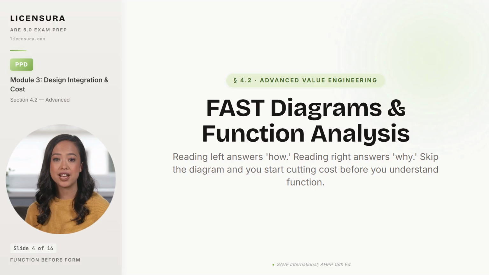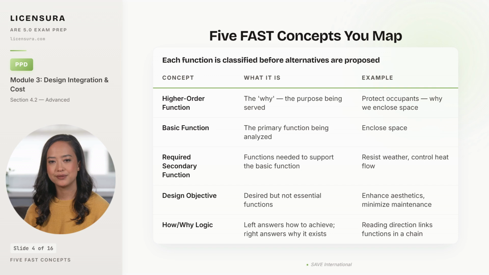5 FAST concepts run every diagram. Learn them in order, and the rest of the technique falls into place. 5 concepts populate every FAST diagram. Higher order function is the why, the purpose being served, and in a building enclosure analysis, the higher order function is to protect occupants. Basic function is the primary function being analyzed, such as enclosed space in that same example, and it is what the VE study is targeting.